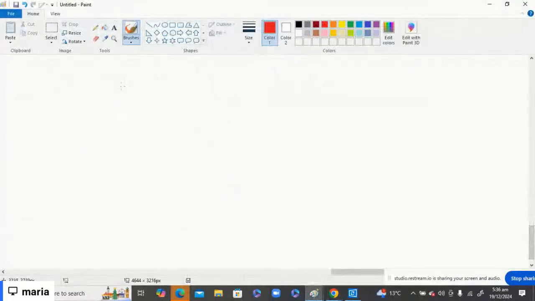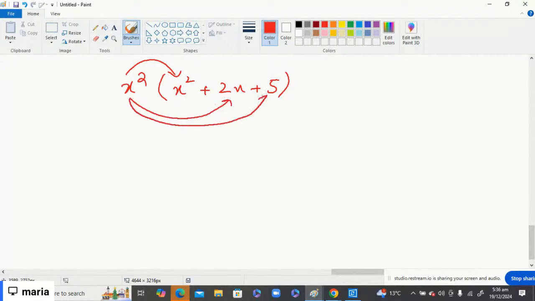If you are going to write it, for example, x square multiplied with x square plus 2x plus 5. How can we multiply? First multiplication is this one, then this one, and then in the end this one. This becomes x power 4, then 2x with the power, there is 2 and there is 1, that is cube, plus 5x square.